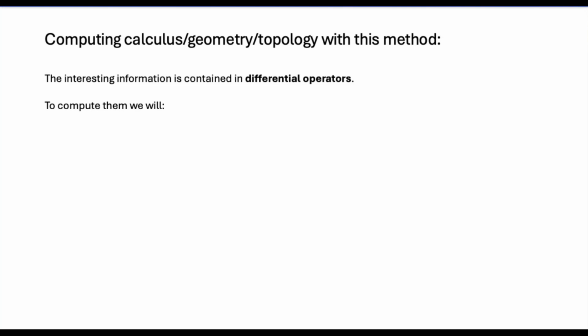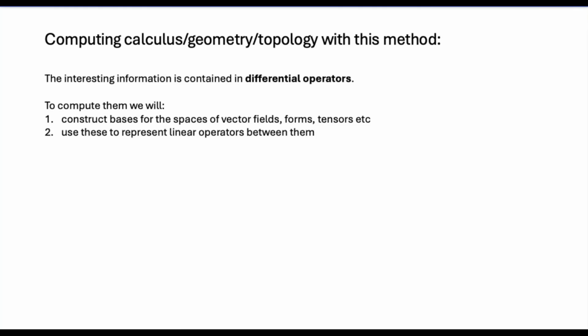So the basic recipe we're going to have is to construct bases or spanning sets for the spaces that we want, like the space of vector fields, the space of forms. And we're going to use these in order to represent linear operators between them, basically as matrices. So you pick some set that represents functions, you pick some set that represents vector fields, and then the derivative is now a matrix that maps from vectors in one to vectors in the other.